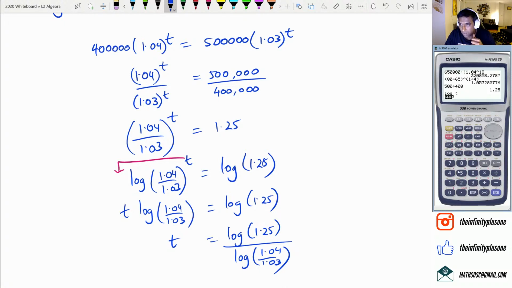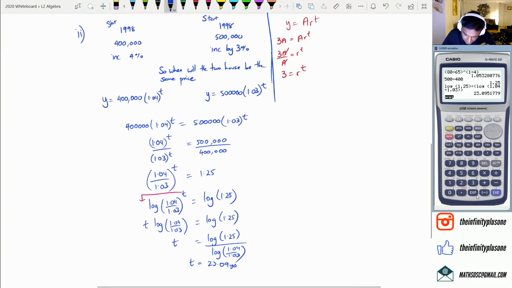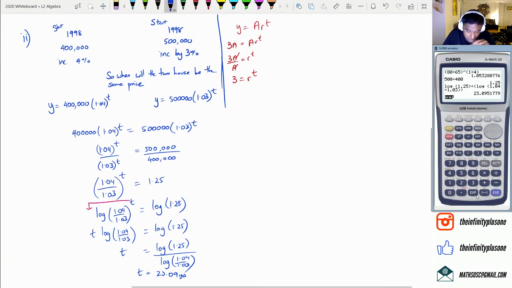All right, so I've got log of 1.25, and that is going to be divided by log of 1.04 divided by 1.03. Now that's giving me t is equal to 23.09 years. So what you've got to do at this point is just add 23 years to 1998.